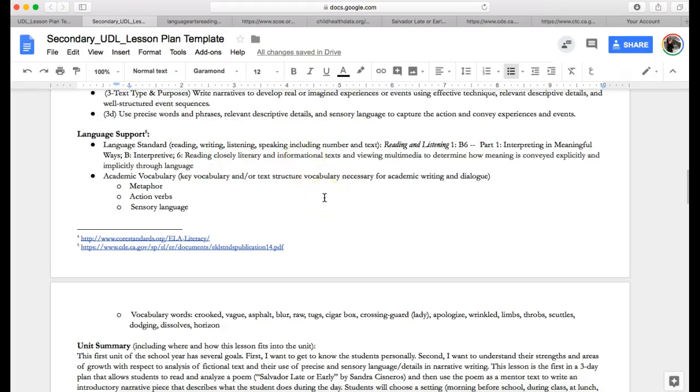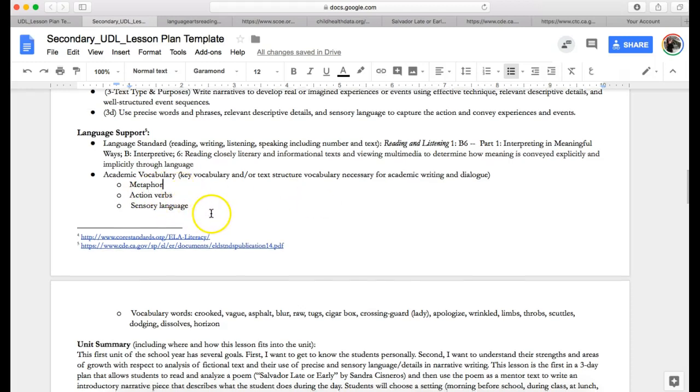And so we identified the Reading and Listening 1, B6, Part 1, which is interpreting in meaningful ways, B, which is interpretive, 6, which is reading closely literary and informational text and viewing multimedia to determine how meaning is conveyed explicitly and implicitly through language. Then the academic vocabulary: the use of metaphor, action verbs, sensory language.